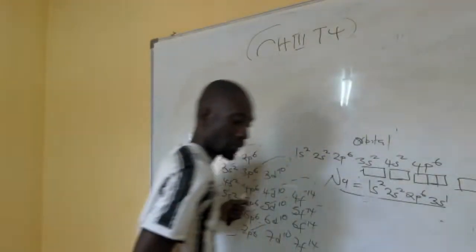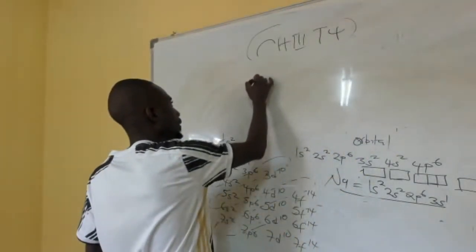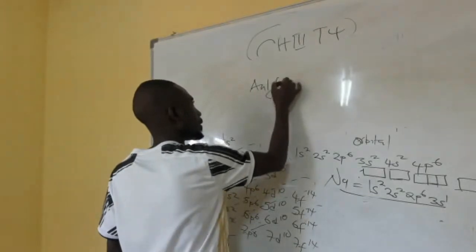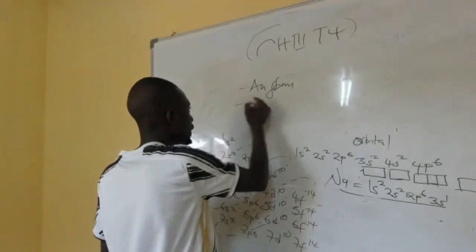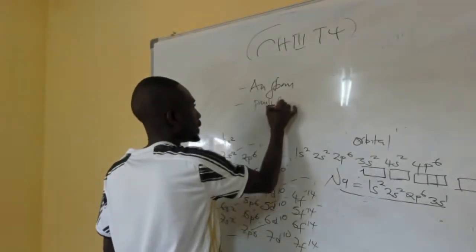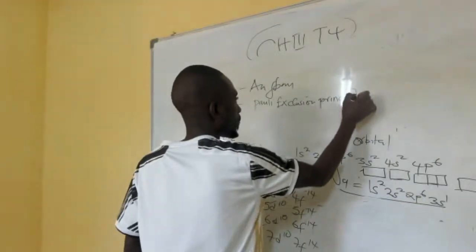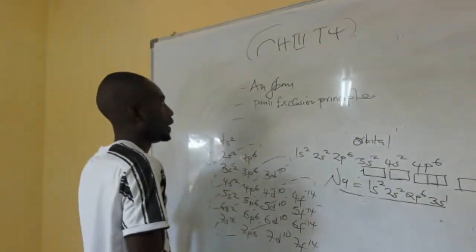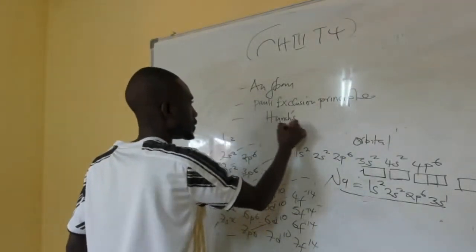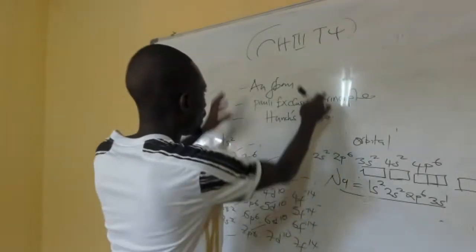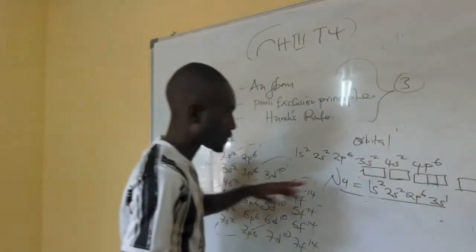So what we are trying to say is we have got 3 rules. We have got the Aufbau principle, then we have what we call the Pauli exclusion principle, then we have what we call Hund's rule. So all these 3, total 3, they help us to solve this.